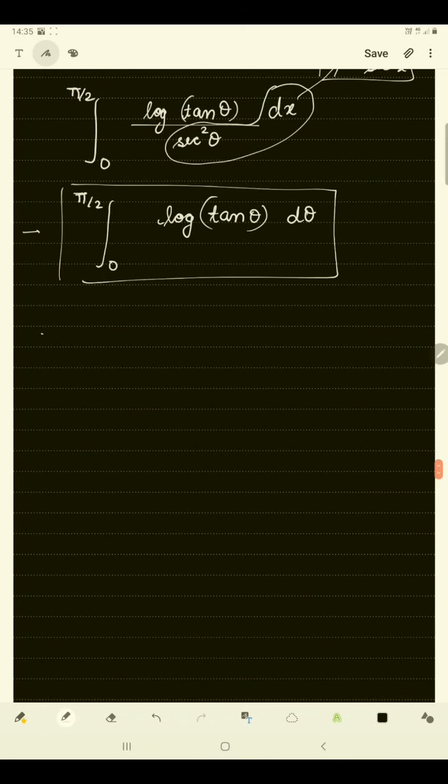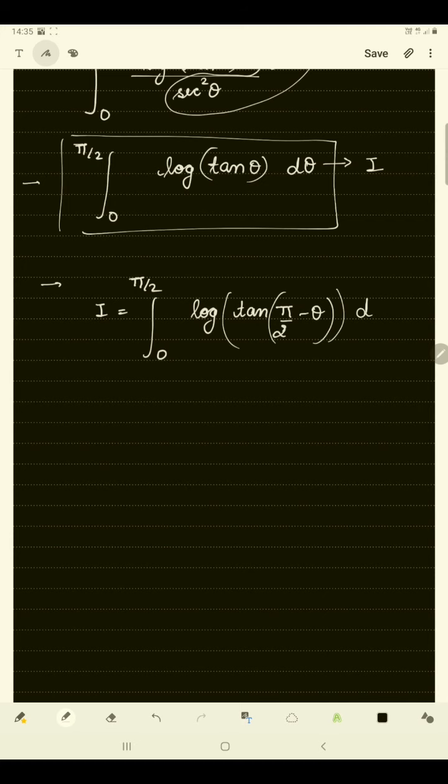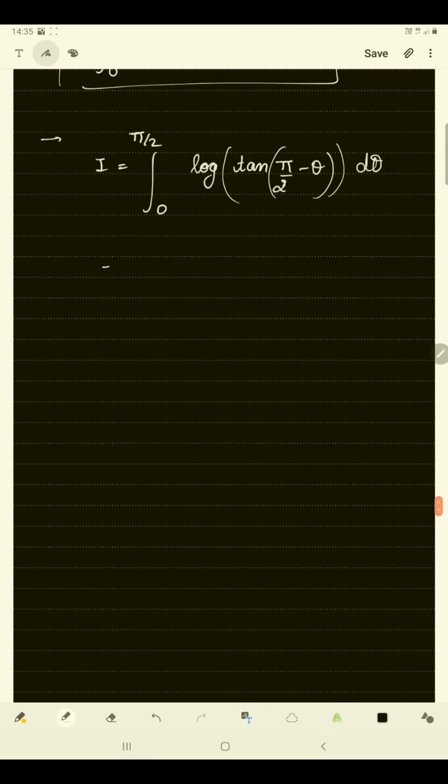So let me just solve this for you. Solving this would use the King's property, and we can just term this as I. So I would be, after applying the King's property, the limits would remain the same, but we would have a difference in the bracket inside. So we would have tan of pi by 2 minus theta d theta. So now I becomes 0 to pi by 2 log, now tan 90 minus theta is cot theta, d theta.